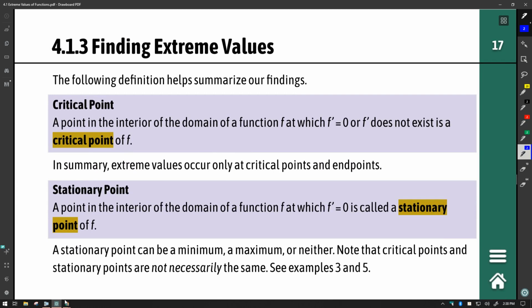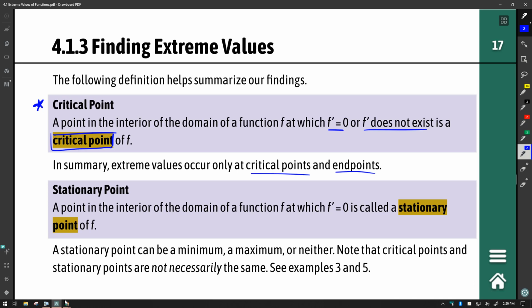So that leads us into wanting to clarify some of our findings a little bit better. We're going to introduce some vocabulary terms. First, and the biggest one, is critical point. A point that's in the interior of a domain of a function where f prime is either 0 or f prime doesn't exist, we are now going to refer to as a critical point. So if f prime doesn't exist or if f prime is 0 at a particular value, then we have a point that we're going to call a critical point. So in summary, extreme values only occur at critical points and endpoints. That's a quicker and easier way to say what we ended the last slide with.